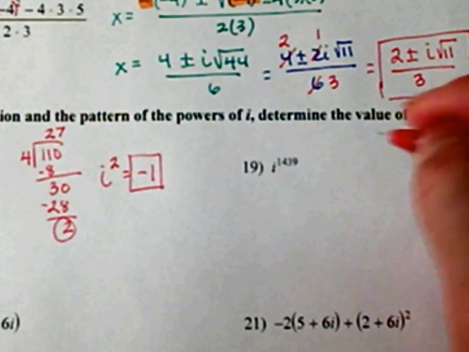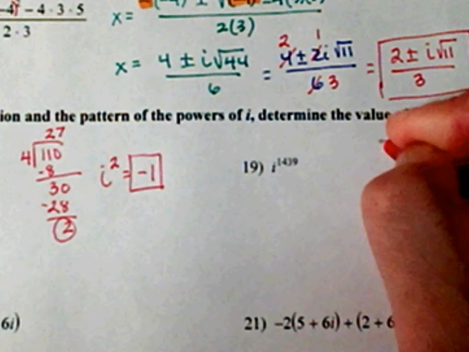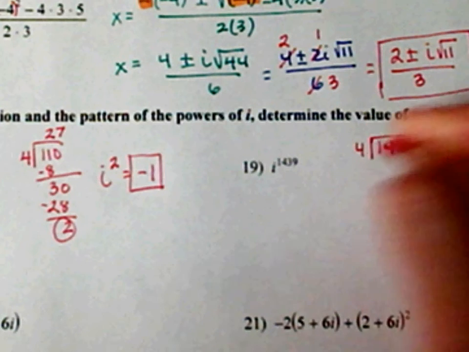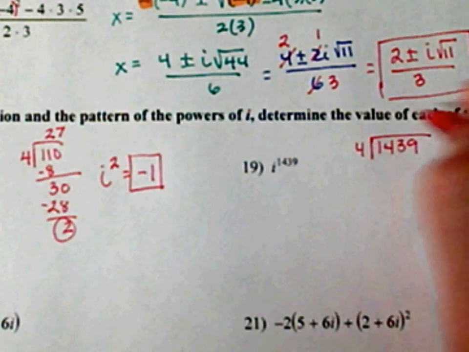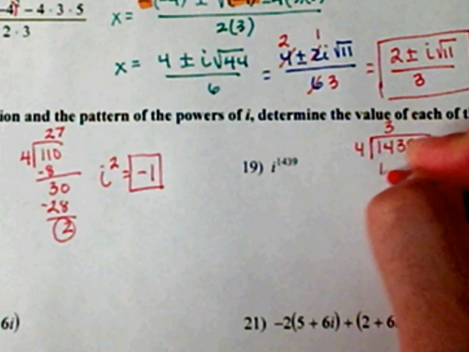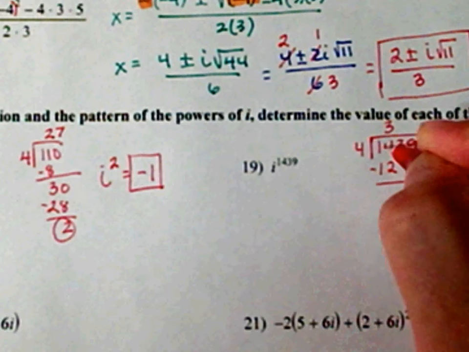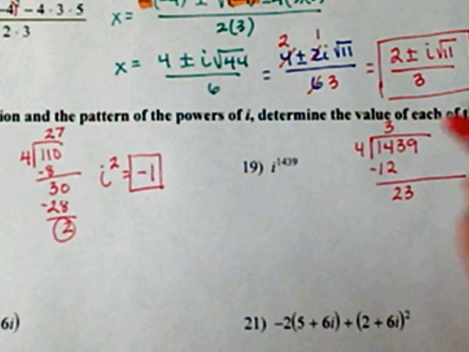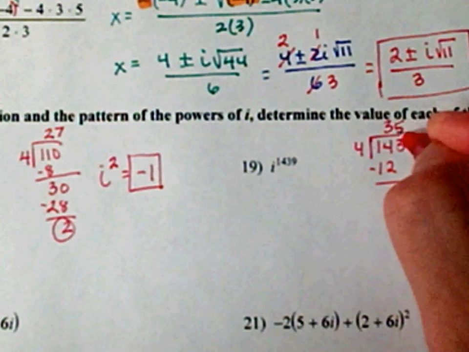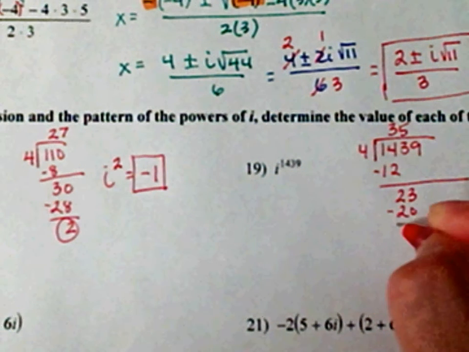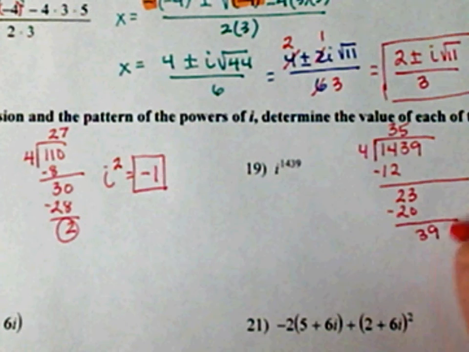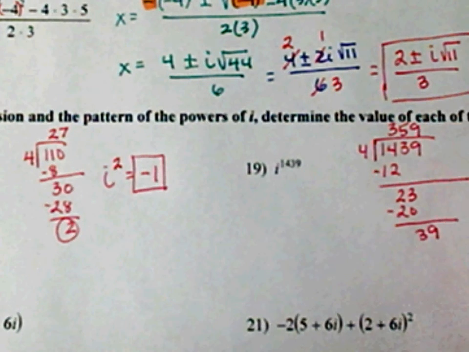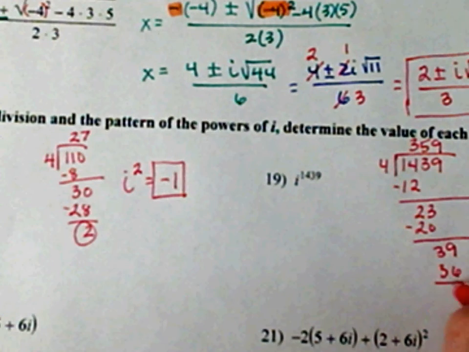Okay. Let's do number 19. Number 19, you have 1439. We're going to divide that by 4 as well. 4 goes into 14 3 times. 3 times 4 is 12. Subtract 12 from 14 is 2. Bring down your 3. 4 goes into 23 5 times. 5 times 4 is 20. Leaves you 3. Bring down your 9. 4 goes into 39 9 times. 9 times 4 is 36 with a 3 left over.